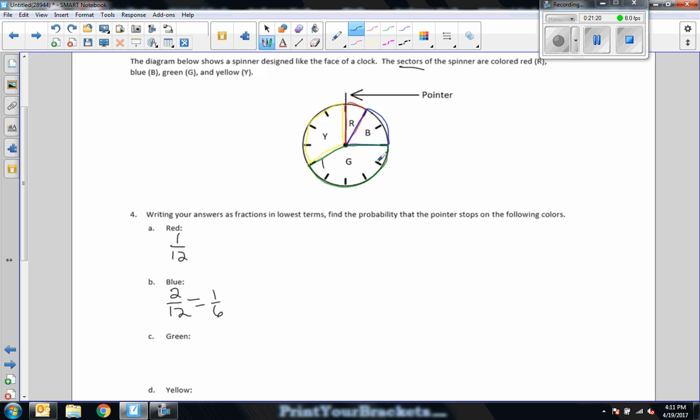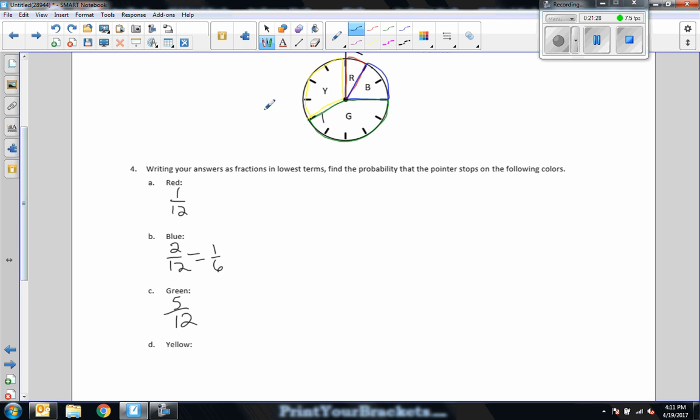Green. 1, 2, 3, 4, 5. 5 out of 12. Cannot be reduced. Yellow. 1, 2, 3, 4. 4 out of 12 reduces to 1/3.